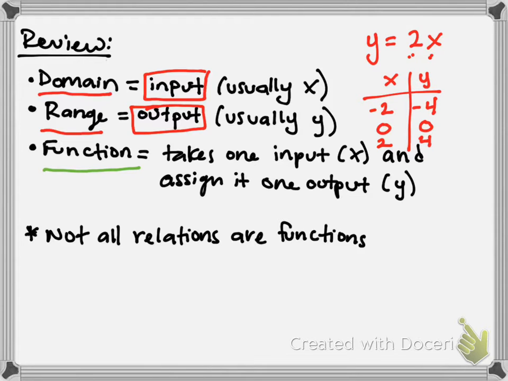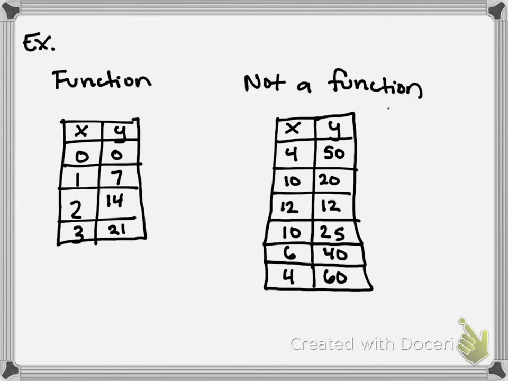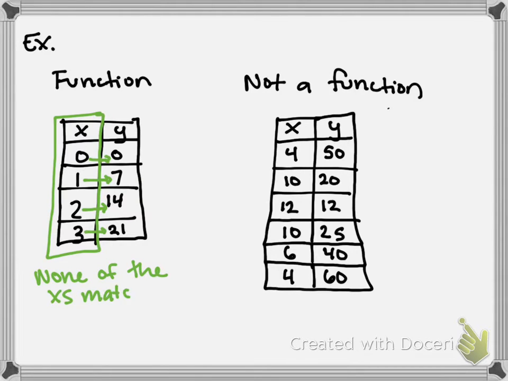So not all relations are functions. We're going to look at the difference between those right now. All right, so this first table on the left here is a function. If we look at our inputs, which are x, we want every input to have its own output. So 0 goes with 0, 1 goes with 7, 2 goes with 14, and 3 goes with 21. None of the x's match, which makes this a function.